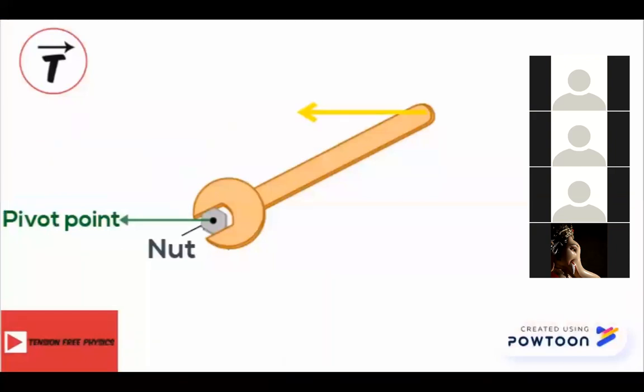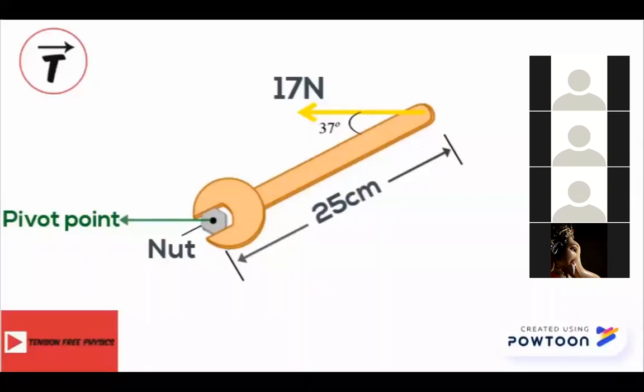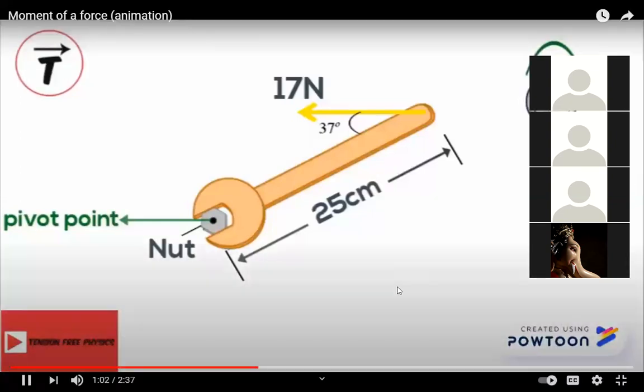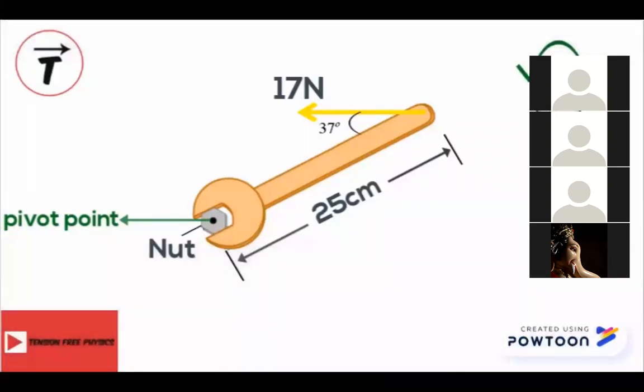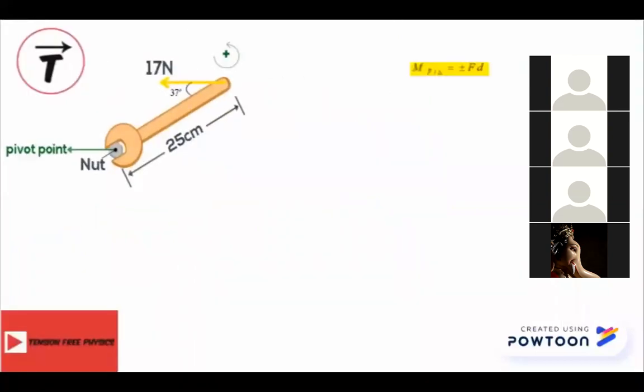A force of magnitude 17 newtons is applied at the end of the wrench at an angle 37 degrees with the axis of the wrench and 25 centimeters away from the pivot point. Different forces can rotate the wrench either clockwise, like the direction of rotation of the arms of the clock, or anti-clockwise. The force F can rotate the wrench anti-clockwise, so let's choose the positive sense of rotation to be anti-clockwise. So let's calculate the moment of a force.